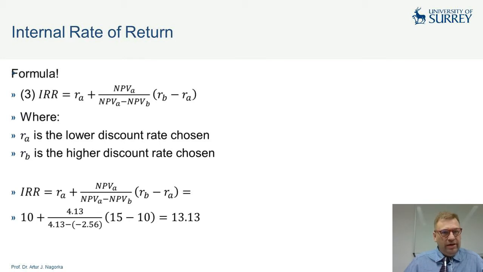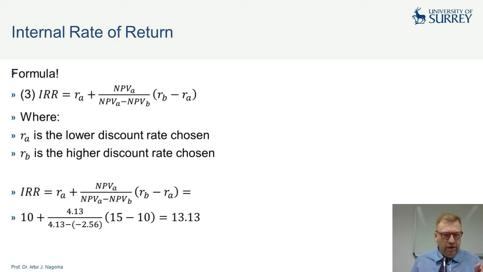So what do we have in this formula? Actually, we have to investigate the one which is positive and the one which is negative. So we have to find, firstly, two discount rates at which we have two NPVs, one positive and one negative. And then we calculate this NPV, net present value, and we have the ingredients to put into the formula.